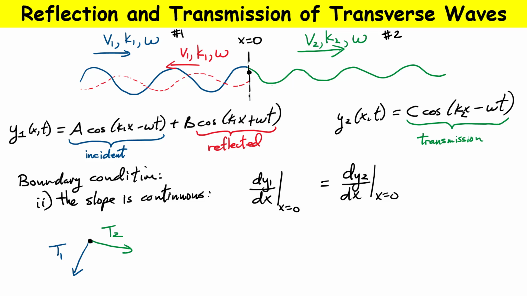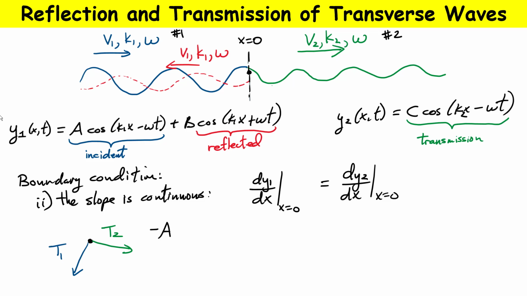All right, so what you have to do now is differentiate this with respect to x and evaluate it at x equals 0 on each side of the string. So let's first do it. If you differentiate this with respect to x, what you end up getting is a k1 in the front, and the cosine switches to a sine function. So this is what it looks like.